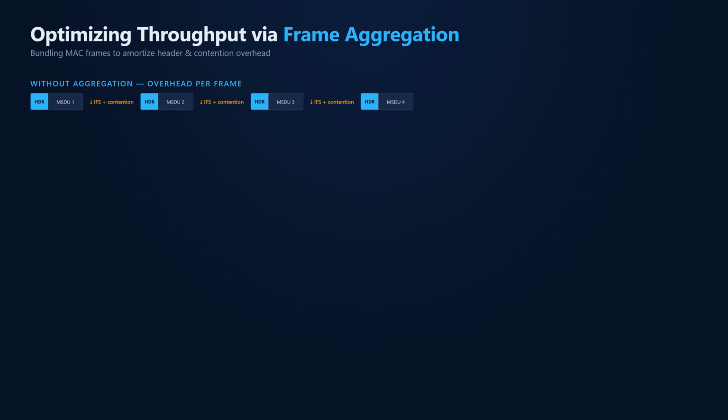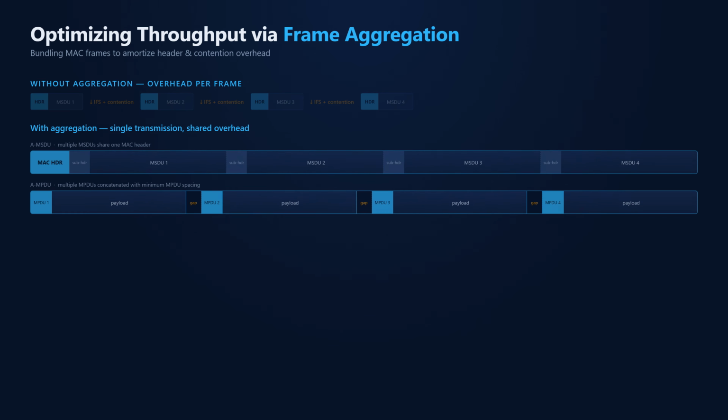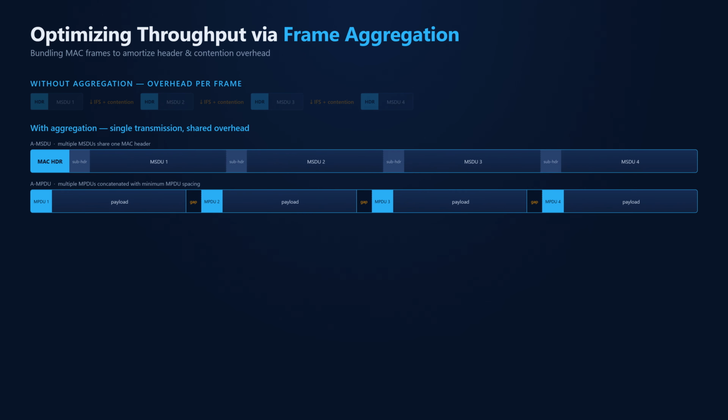There are two main ways to do this. First, there is A-MSDU, which takes multiple service data units and packs them into a single MAC frame. Second, there is A-MPDU, which takes multiple MAC frames and bundles them together into a single physical layer burst. While both methods reduce overhead, they are governed by specific limits to ensure the signal remains reliable.